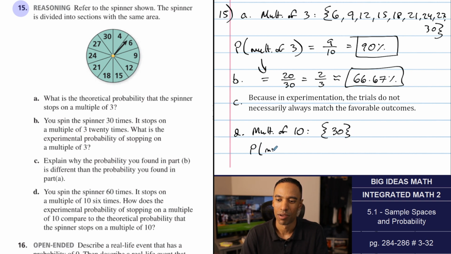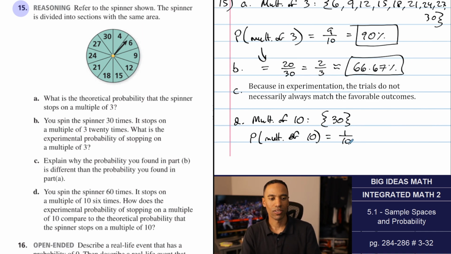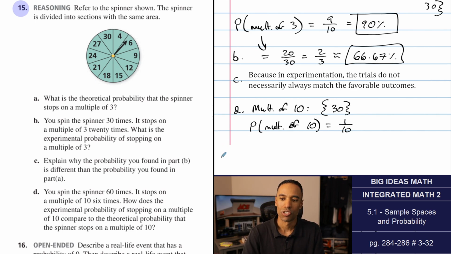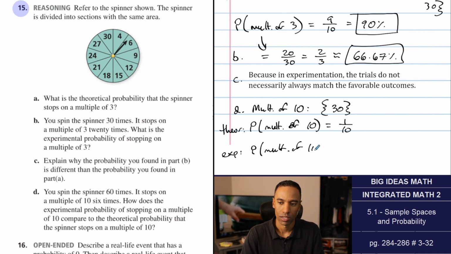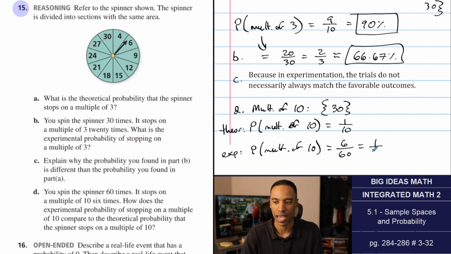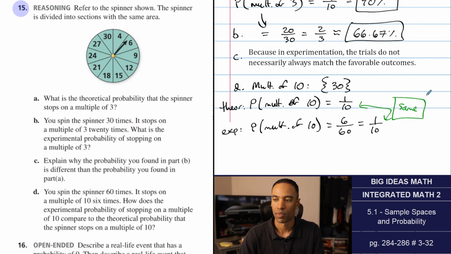So probability of a multiple of 10 equals 1 out of 10. They said it landed on a multiple of 10 6 times. So that's theoretical, and let's go to experimental probability. That's 6, multiple of 10 6 times. 6 out of 60, that's also 1/10 when reduced. These are the same. So they say, how do they compare? They are the same.